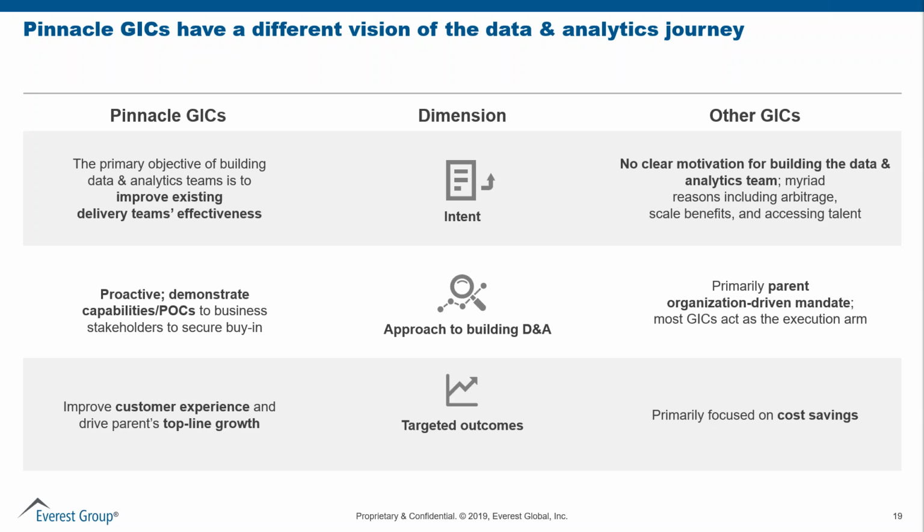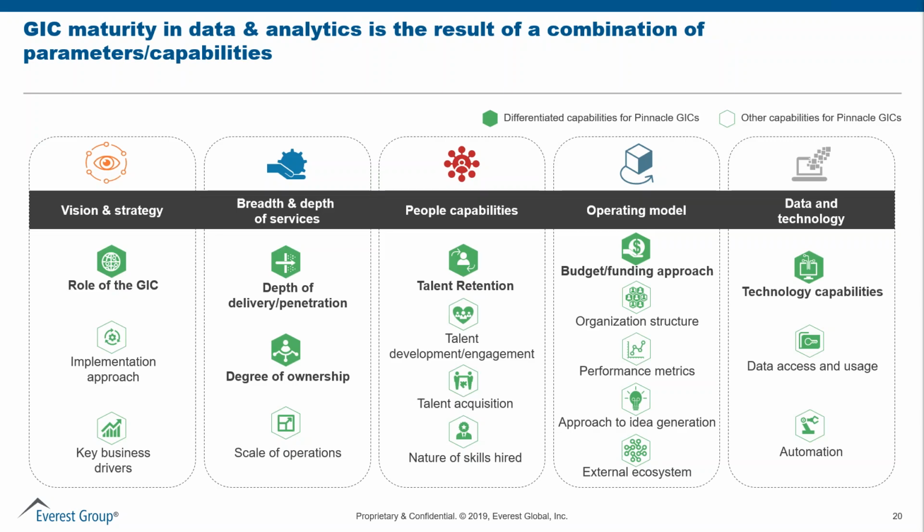Let's move on and start looking at what are all the different capabilities that were assessed as part of the study. So in our Pinnacle model, when we looked at the 2x2 matrix earlier, on the x-axis, we had different capabilities, and the cumulative impact across each of these capabilities was what determines the position of each of the GICs. If we break it down, we have assessed GICs across 5 key categories. What's their vision, strategy? What's the breadth and depth of services they have built? How is their people model? What is the operating model they have? And very importantly, how are they building data and technology capabilities?